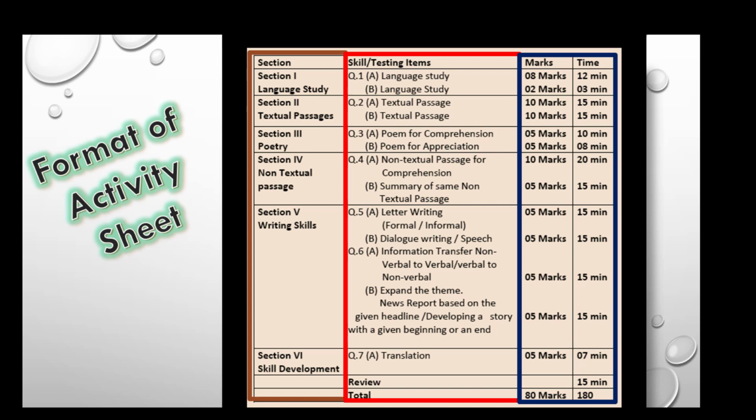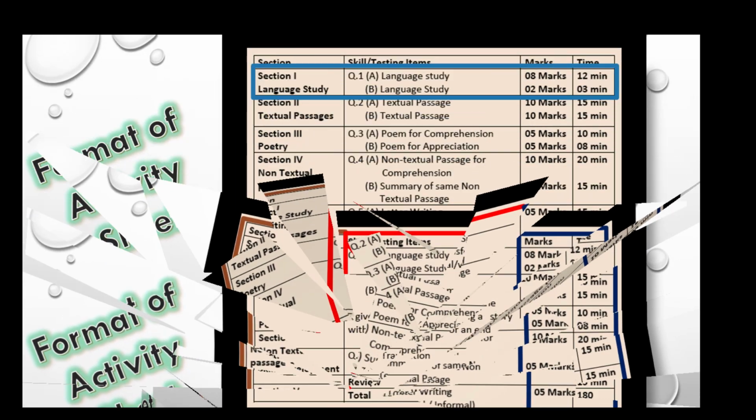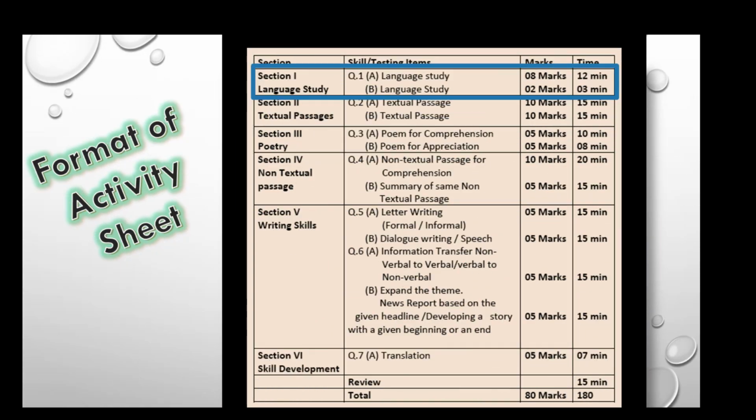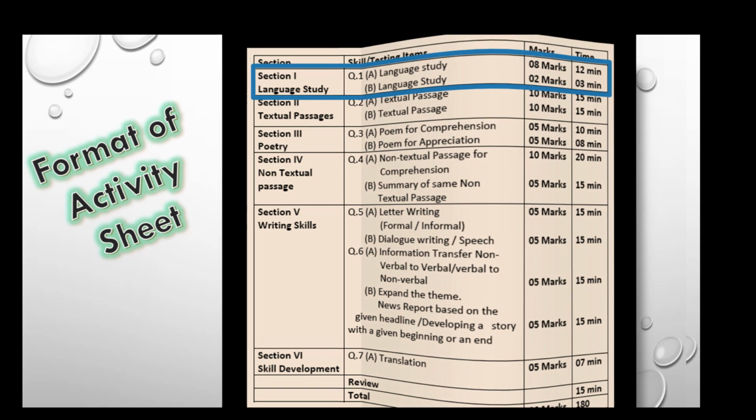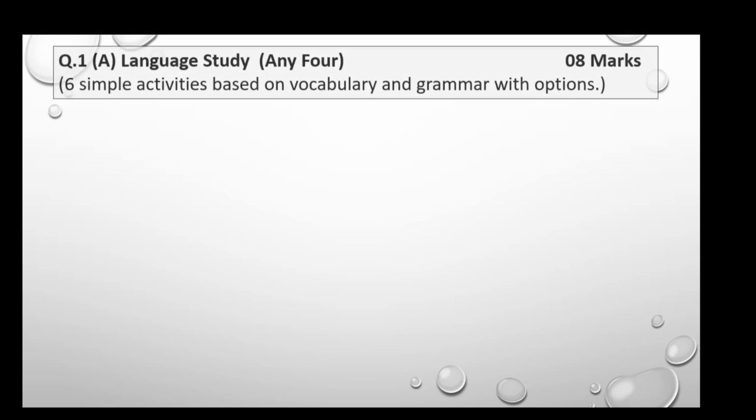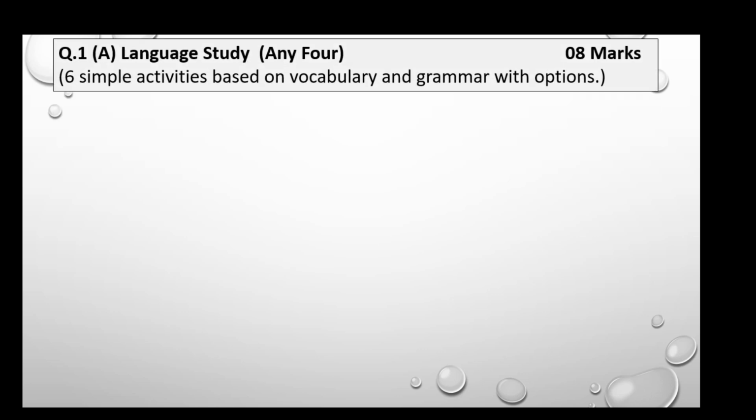Let's see skill wise testing areas or detailed explanation. Section number 1, language study. Language study, which includes activities based on grammar and vocabulary, helps the students to understand the appropriate uses of language. You can solve any 4 activities out of 6 activities.